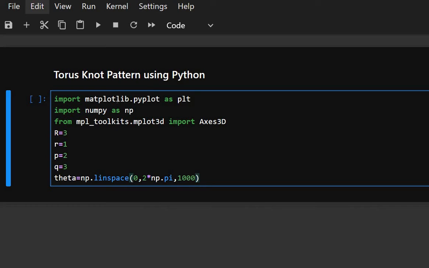So here theta is the angle parameter that will range from 0 to 2 pi, which represents one full rotation around the circle. And np.linspace generates 1000 evenly spaced values between 0 and 2 pi, which will be used to plot the curve. Now we'll create a parametric equation for the torus knot.